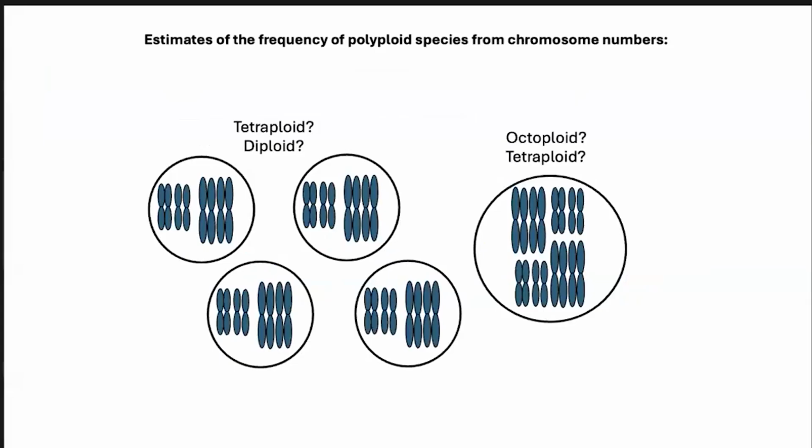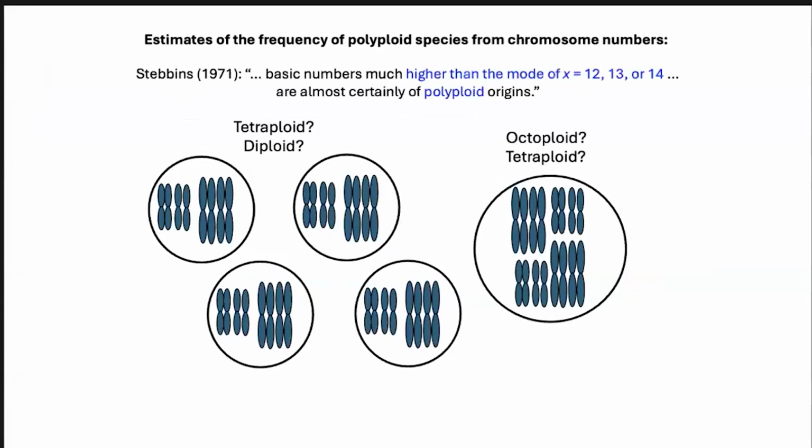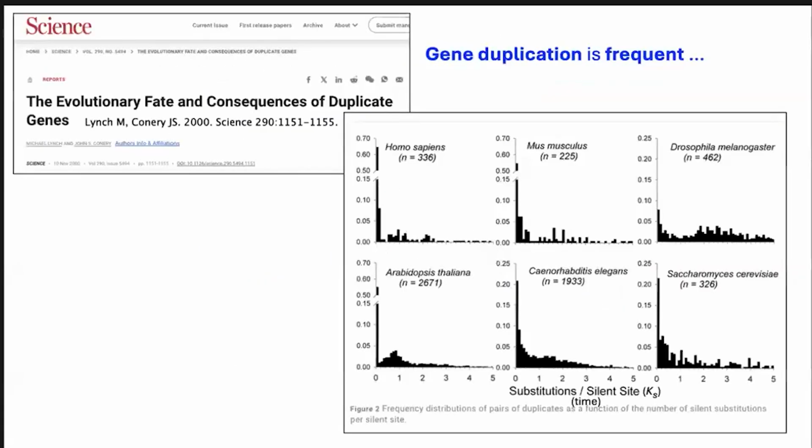And so what Stebbins basically says, if you look and you don't know whether these things are tetraploids, diploids, octoploids, what are they? Stebbins says basic numbers much higher than a mode of 12, 13, or 14 are almost certainly of polyploid origin. So that kind of numerology suggests there's more polyploidy out there than just what you get if you just do the numbers of extant species in populations.